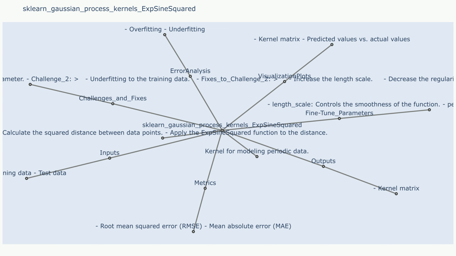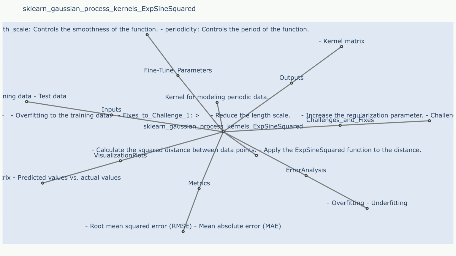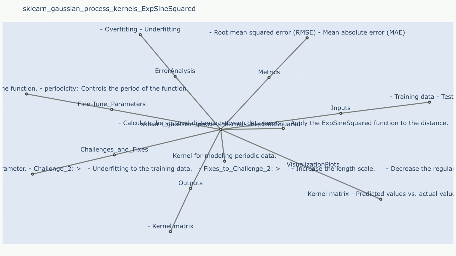Fine-tune parameters. Length scale controls the length scale of the exponential decay. A larger length scale corresponds to a slower decay, meaning that the kernel will be more correlated for points that are further apart. Period controls the period of the sine function. A larger period corresponds to a longer wavelength.